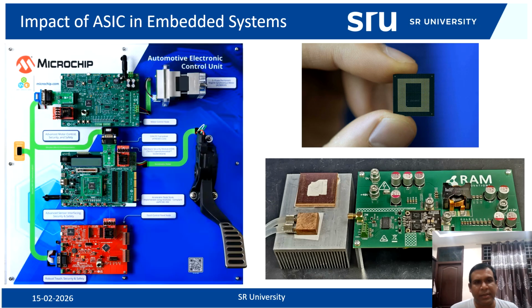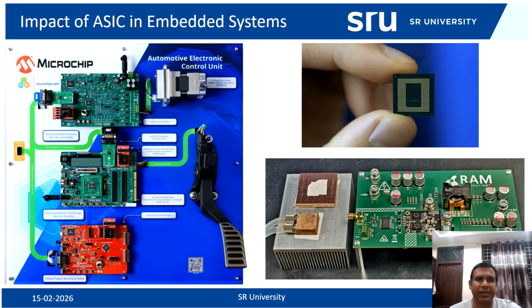And ASIC also contributes to smaller system size by integrating multiple components into a single chip. So ASIC reduces the need for additional external hardware. So this helps in designing compact and lightweight embedded systems. Mobile phones are a good example where ASIC technology allows powerful processing capabilities within small and portable devices. And another key benefit is high reliability.